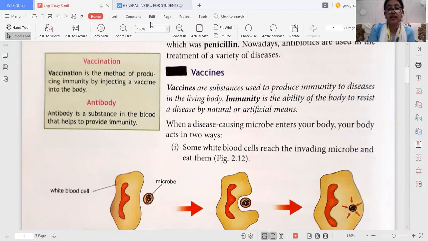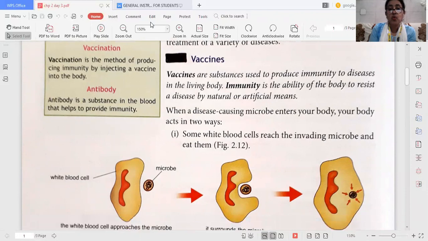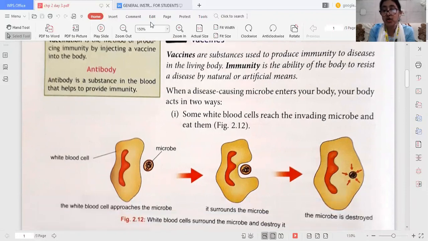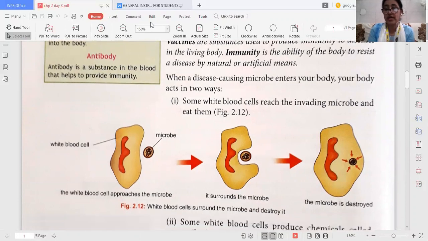Now you can see one term is given there in the box, that is vaccination. What is vaccination? It is a method to produce immunity by injecting a vaccine in the body. When a vaccine is injected in the body, antibodies are developed in the blood, which help to provide immunity. Now, when a disease causing microbe enters your body, it will be fought in two ways.